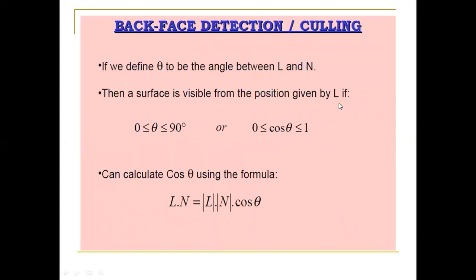then a surface is visible from the position given by L if 0 is less than or equal to theta is less than or equal to 90 degrees. Or we can say 0 is less than or equal to cos theta. Here we are considering the cos of an angle, so we can calculate cos theta using the formula. We are making use of a dot product here, which is L dot N.